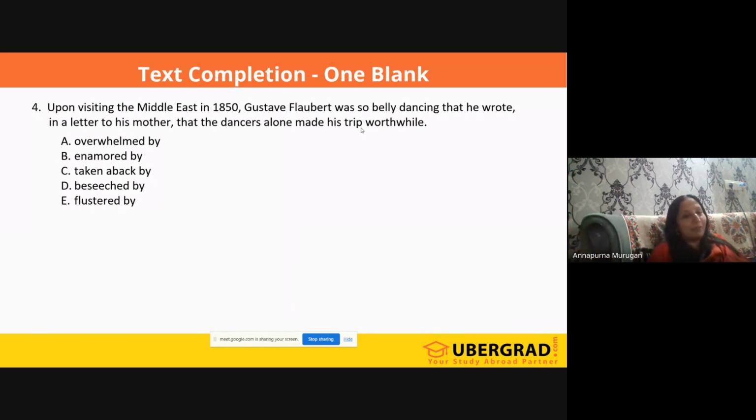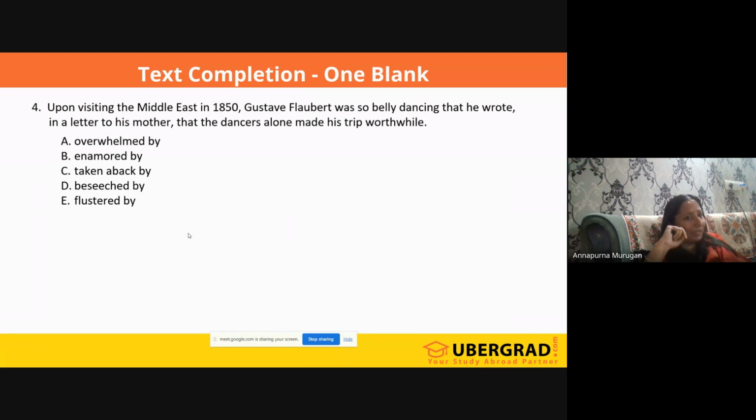Now take me to the word which means mesmerized, which was enamored. Yes, Pooja, Shweta, good. Yes, it is what? Enamored. Why not the other words? Can anybody explain me?